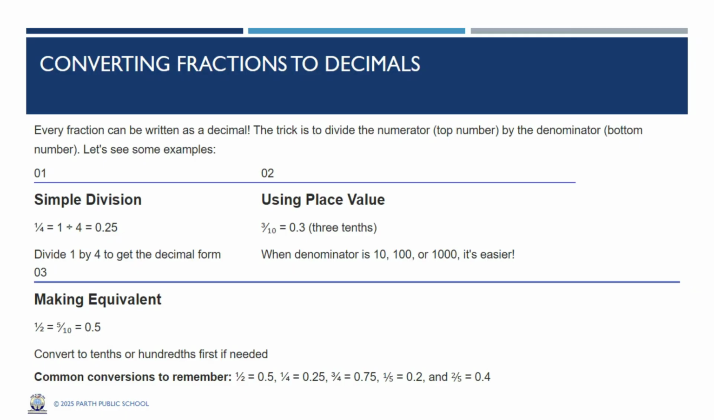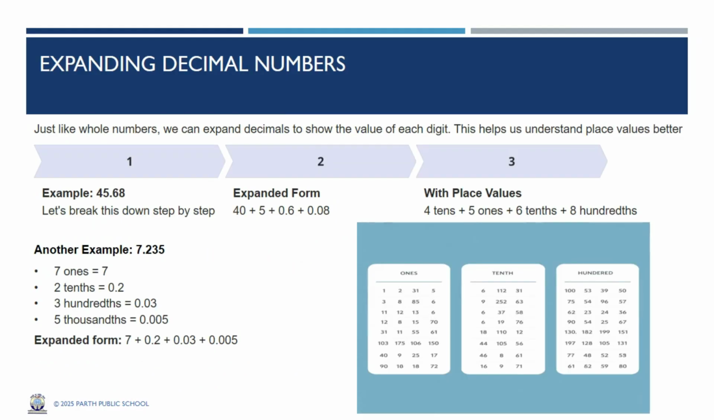Converting fractions to decimals. Every fraction can be written as a decimal. The rule is simple: divide the numerator by the denominator. For example, 1 divided by 4 is 0.25. So 1/4 is equal to 0.25. When the denominator is 10, 100 or 1000, conversion is easier. Examples are 3 by 10 becomes 0.3, 1 by 2 becomes 0.5. Some usual conversions are 1 by 2 is 0.5, 1 by 4 is 0.25, 3 by 4 is 0.75.